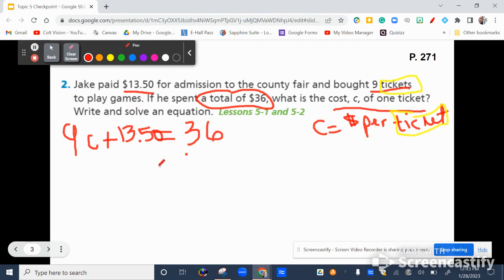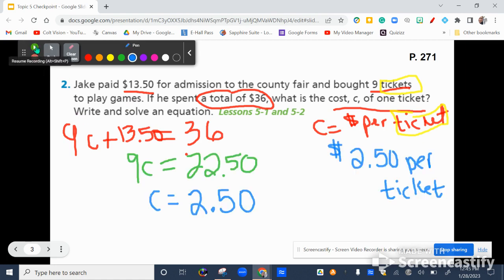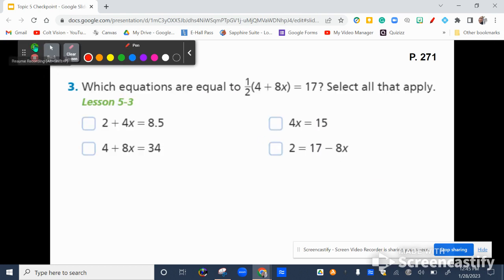And from here, you just solve this equation. So you can pause the video now and solve it and then come back and check. Okay, so here's the answer I came up with after subtracting $13.50 from both sides, then dividing by 9. I got the answer is $2.50 per ticket.